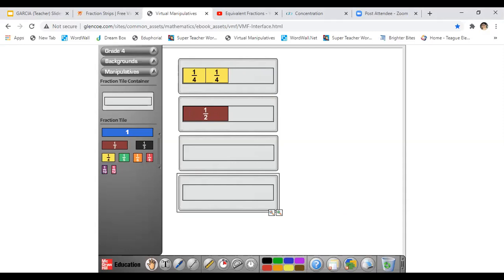What about the eighths? If I put one here, that's 2/8, 3/8, 4/8. Should I put one more? No, I better stop there. So what's 1/8 plus 1/8 plus 1/8 plus 1/8? 1, 2, 3, 4. Yes, that equals 4/8. 4/8 is again equal to 1/2.